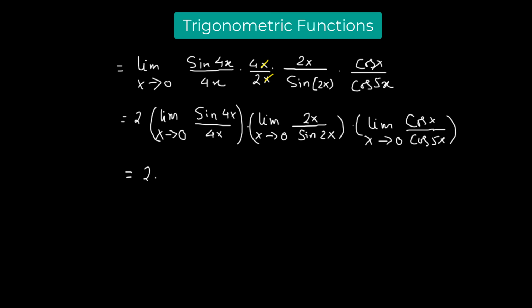So we have 2 times. The limiting value of sine 4x over 4x when x approaches 0 is 1. Similarly, for the second limit we have 1. And for the third limit we have cosine of 0 divided by cosine of 5 times 0, which is 0. So that gives us 2. So this is the limiting value of the given function when x approaches 0.